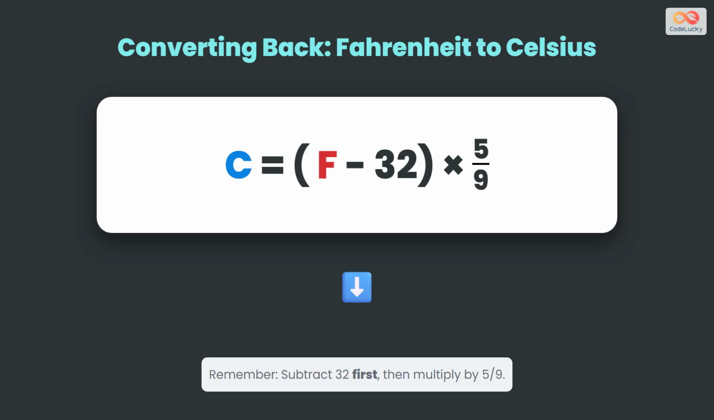What if you need to go the other way? To find Celsius from Fahrenheit, we reverse the math. First, subtract 32 from the Fahrenheit number and then multiply the result by 5/9. Notice that we subtract first before multiplying.